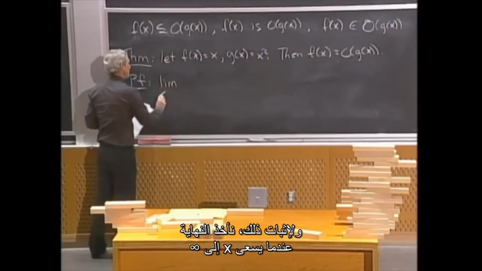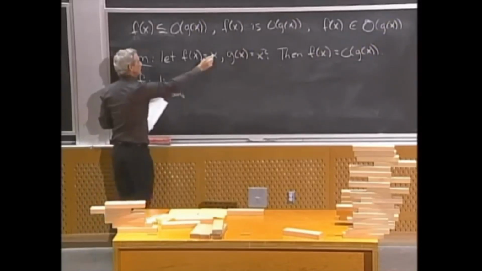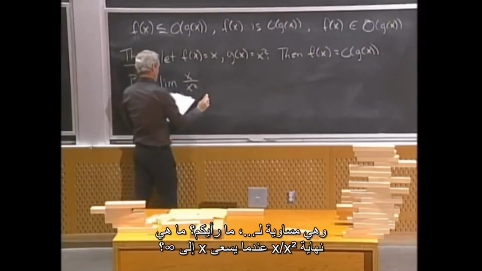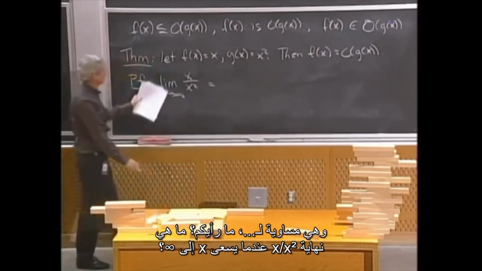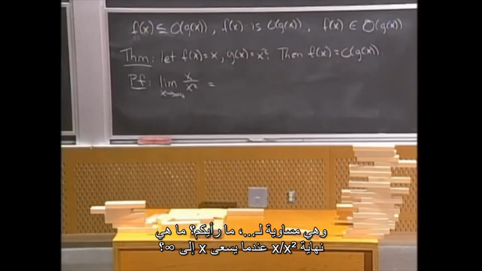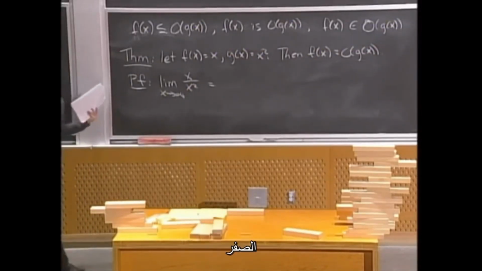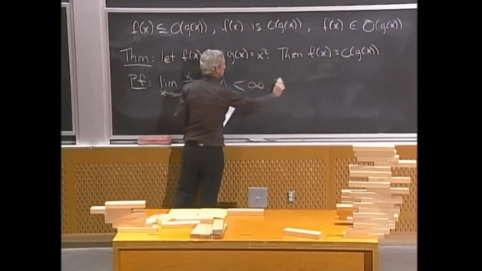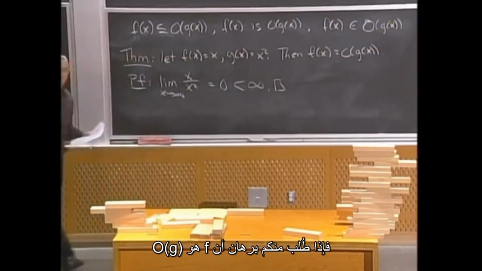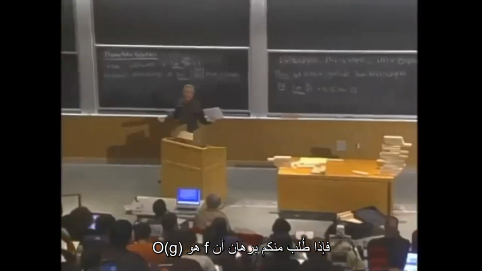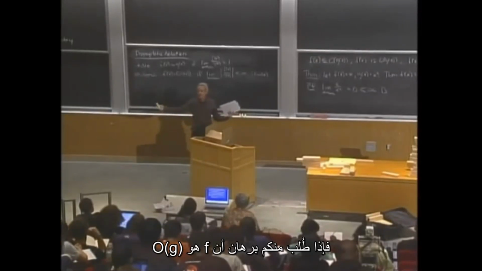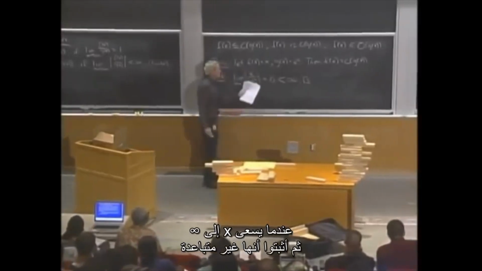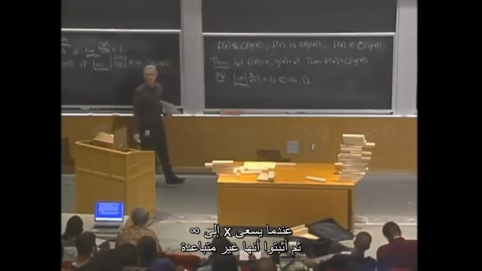we take the limit as x goes to infinity of x over x squared. What is that equal to? What is the limit of x over x squared as x goes to infinity? 0. And that is less than infinity. So we proved it. So if you get asked to prove f is O of g, what you do is you take the limit of f over g as x goes to infinity and show that it doesn't diverge.